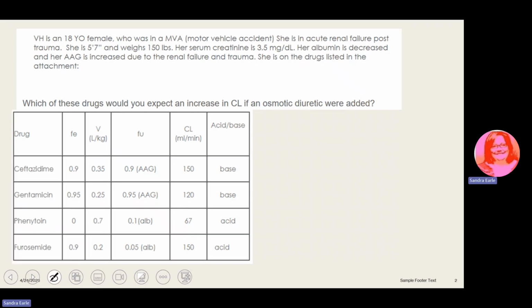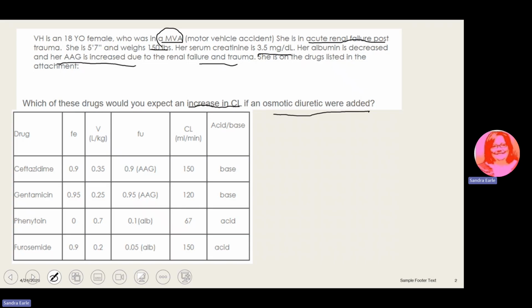And we've got this case where we have an 18-year-old female who was in a motor vehicle accident. Has now acute renal failure, and she's 5'7", weighs 150 pounds. Her serum creatinine is 3.5. That means she's not clearing the creatinine normally, and that's because she has renal impairment. Her albumin is also decreased, and her AAG is increased due to the renal failure and trauma. She's on the drugs listed below here. Which of these drugs would you expect an increase in clearance if an osmotic diuretic were added?